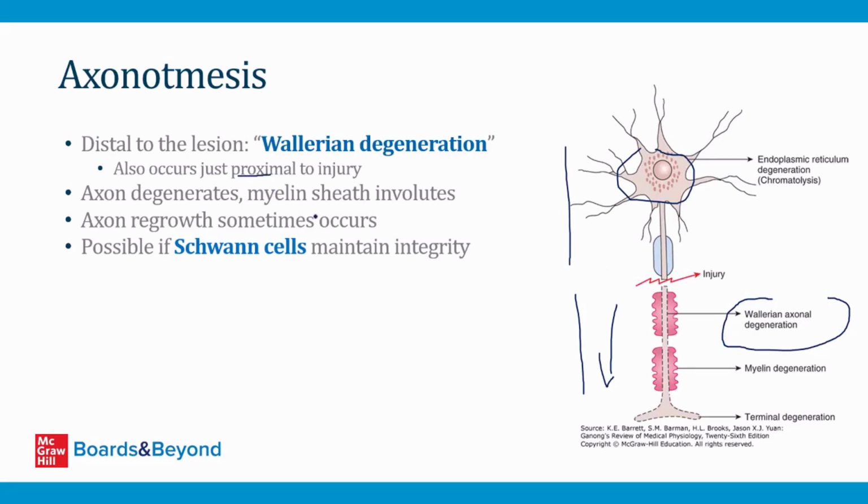What happens in Wallerian degeneration is the axon degenerates and the myelin sheath involutes. You can get regrowth of the axon in some cases, and the main factor that determines whether or not this will happen is if the Schwann cells maintain their integrity. Remember, the Schwann cells are the cells that produce myelin for axons. So if they remain intact, they can maintain the integrity of the structures distal to the injury, and then you can sometimes get regrowth of the axon.